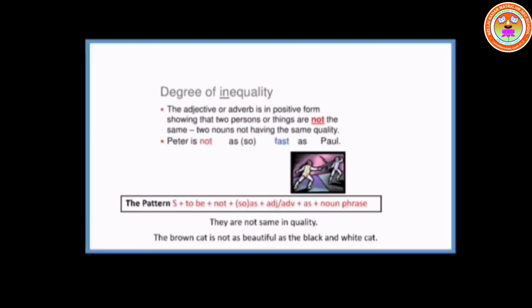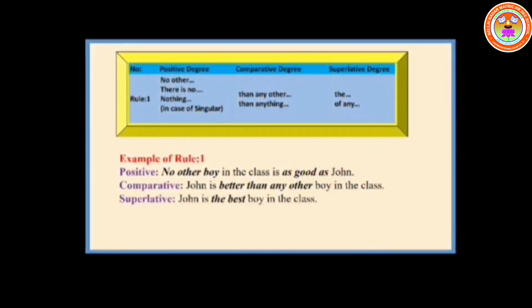See the example given down. The brown cat is not as beautiful as the black and white cat. So now you can understand the inequality. Okay. Let me give you some rules and give the examples. You will understand it better, I think.